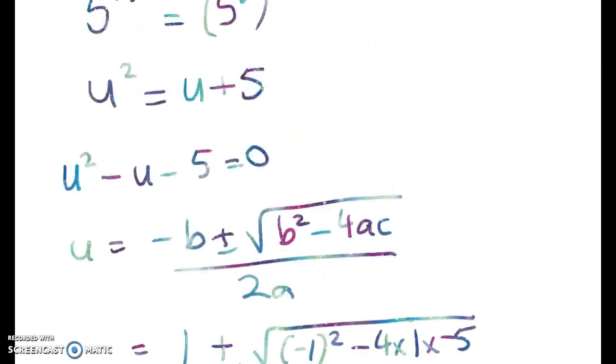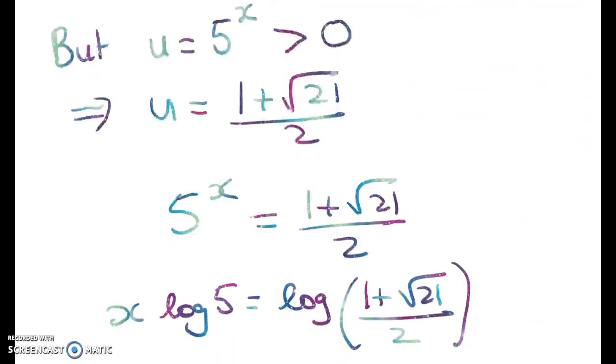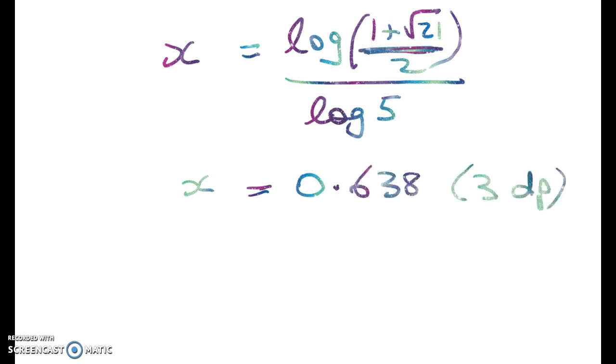But we were asked in the question to give it to 3 decimal places. So be really careful with how you round. You don't want to chuck marks away here, so we need to put that in our calculator. Be careful when you do that, that you're doing the whole of that divided by 2, right, and you should get an answer of 0.638 to 3 decimal places.